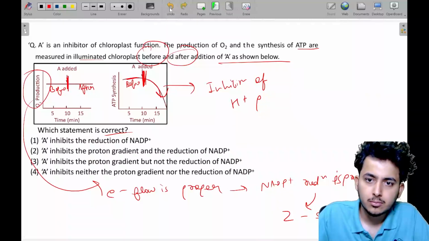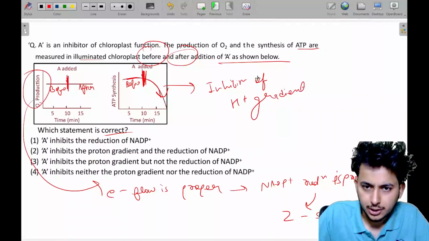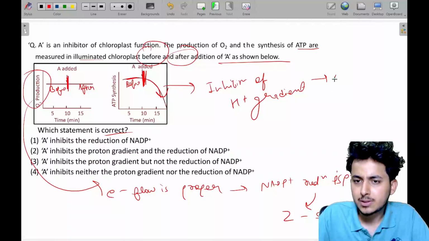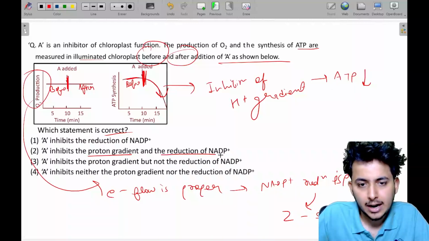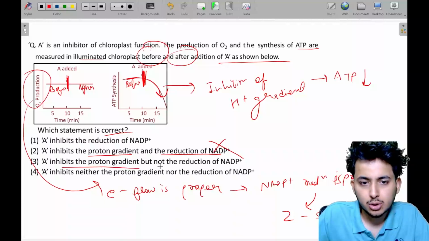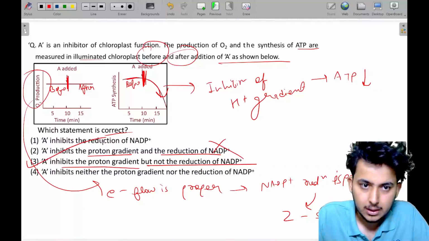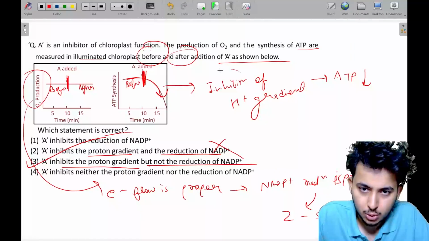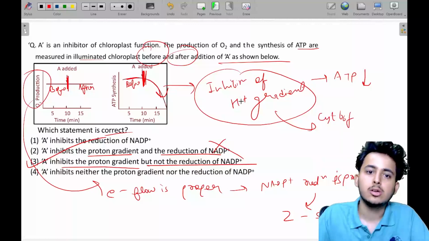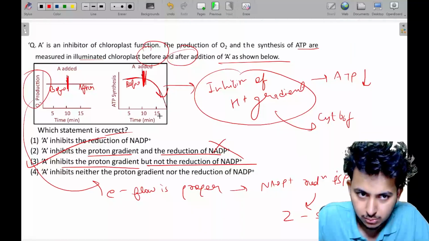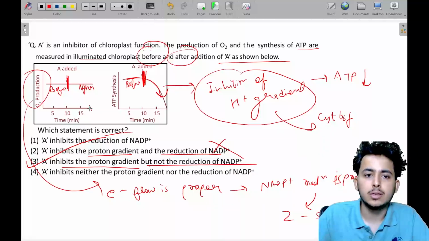Okay. Something to do with the proton gradient, so it is getting inhibited. That's why ATP synthesis is decreasing. So A inhibits the proton gradient but not the reduction of NADP+. That is the correct answer. Okay, so that is how you can think of it. The proton gradient formation is mainly the responsibility of cytochrome b6f. So this graph will correspond to cytochrome b6f, and this graph can correspond to PS2.